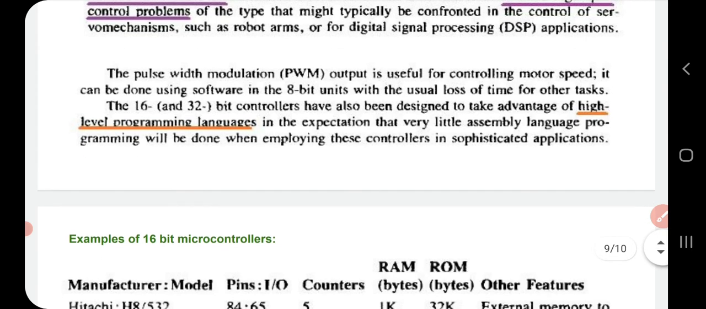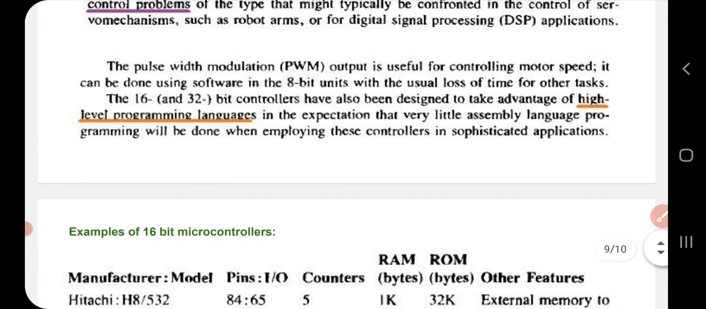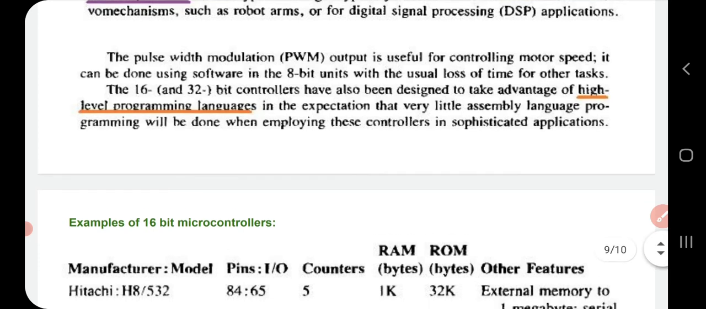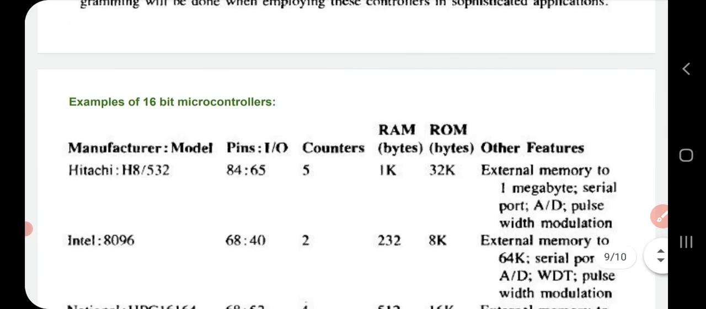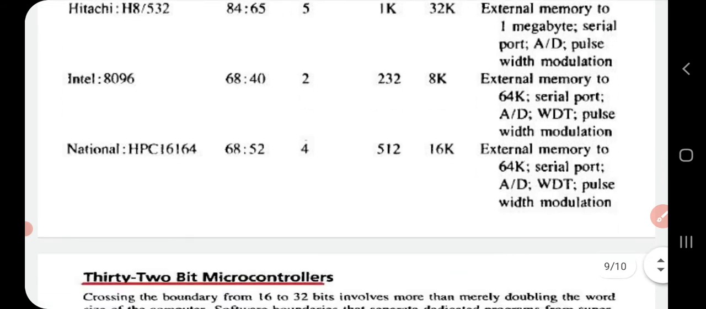Now then the 16-bit microcontrollers have been designed to take advantage of high-level programming languages. Okay, now these are some of the examples for 16-bit microcontrollers. Just study one or two. I think one is enough.